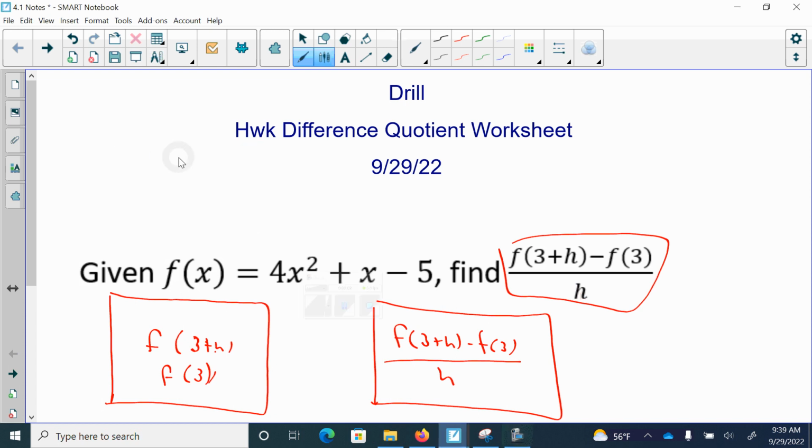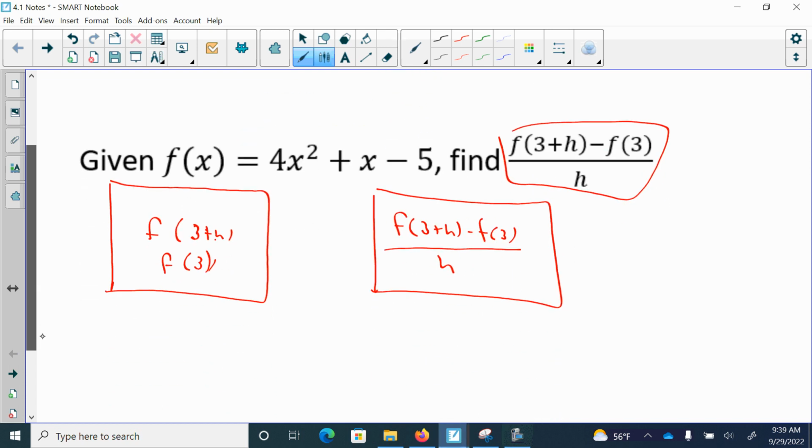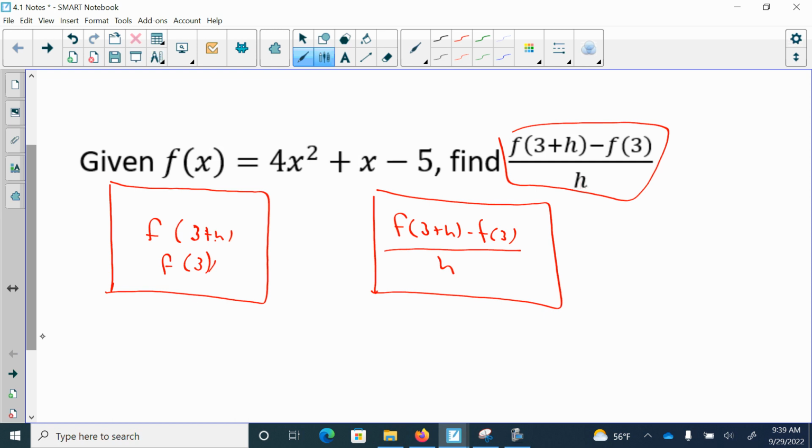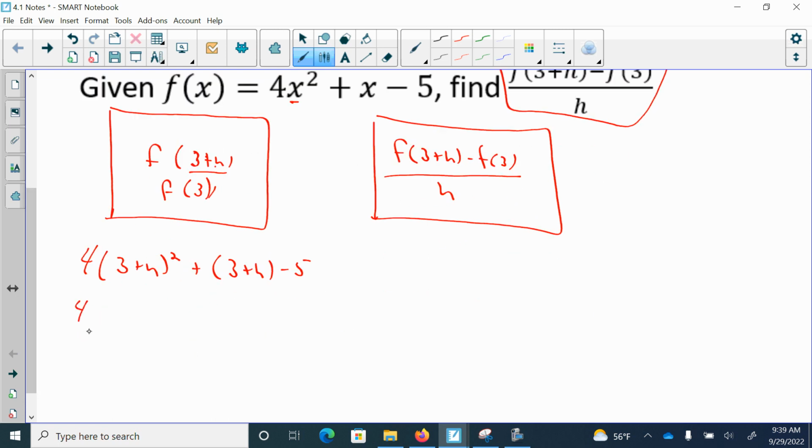So here we go. The first one, I'm just separating this because that's how your worksheet did it. I'm putting 3 plus h every place that I see x. I'm going to have 4 times (3 plus h) squared plus x, which is 3 plus h, minus 5. When I do this, I'm going to leave the 4 here.